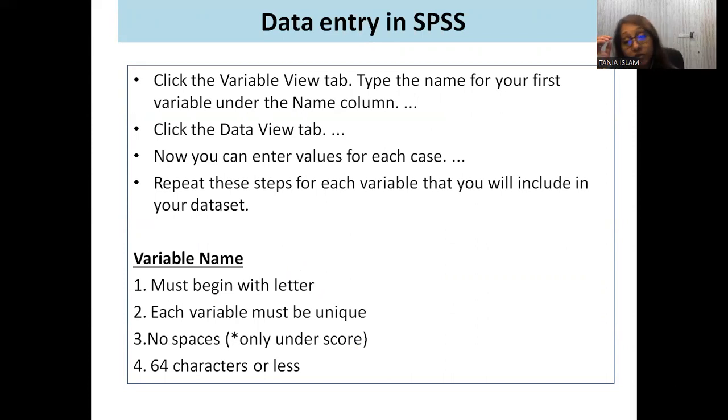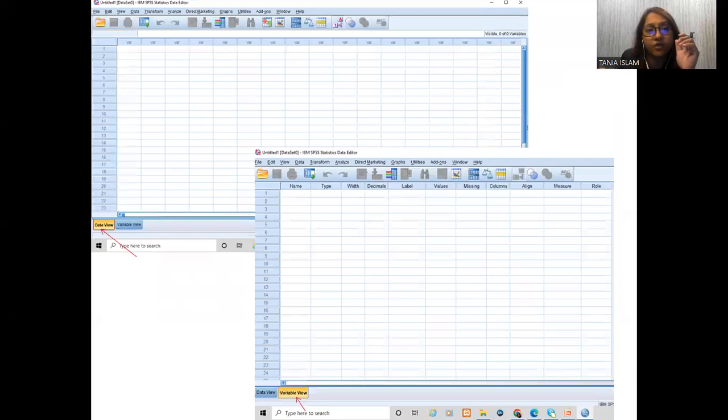But you need to keep in mind certain things. When you enter your data in SPSS, the variable name must begin with a letter. It should be unique for each variable, and there shouldn't be any space. No special character can be used, except the underscore. And the variable name shouldn't be too long, less than 64 characters, okay.